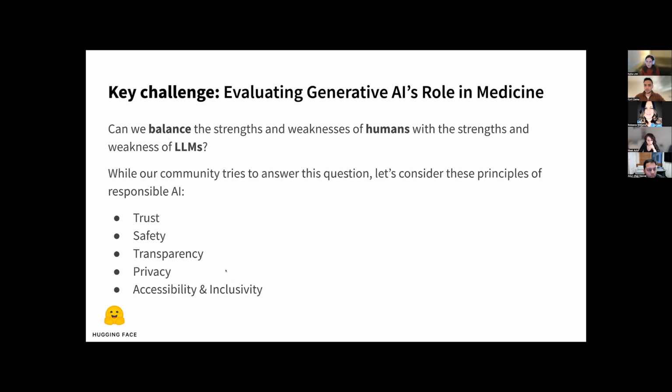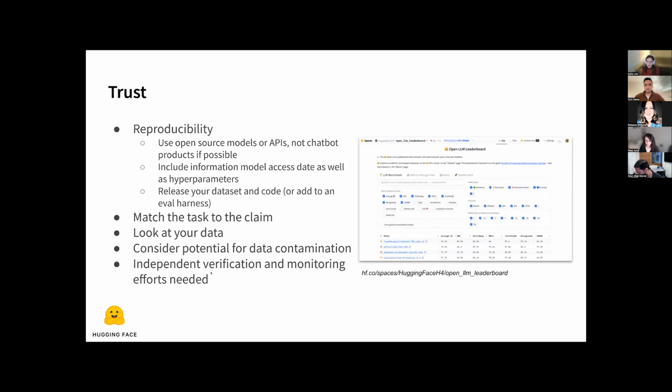And so how should we go about thinking about this? The question that I would like to pose is, how can we balance the strengths and weaknesses of humans with the strengths and weaknesses of large language models? When we try to answer this question, we should consider some principles of responsible AI. One being trust. When we're thinking about reproducibility, it's important to use open source models or APIs as much as possible and not chatbot products, due to the transparency issues.